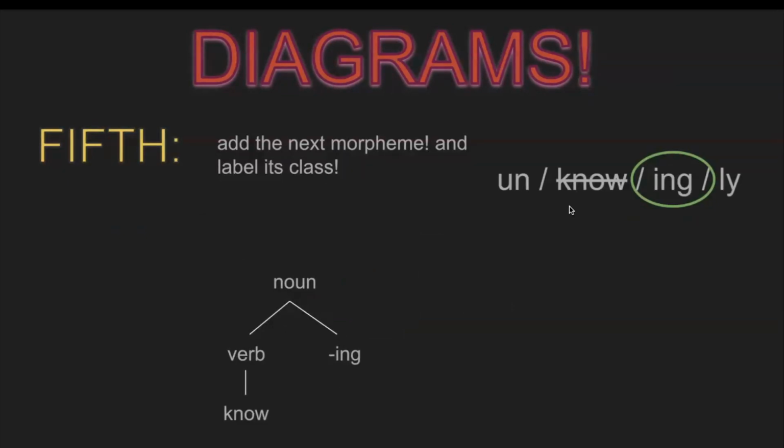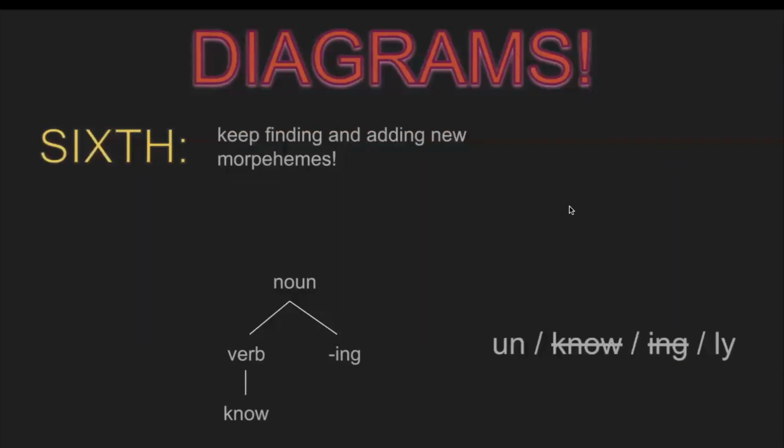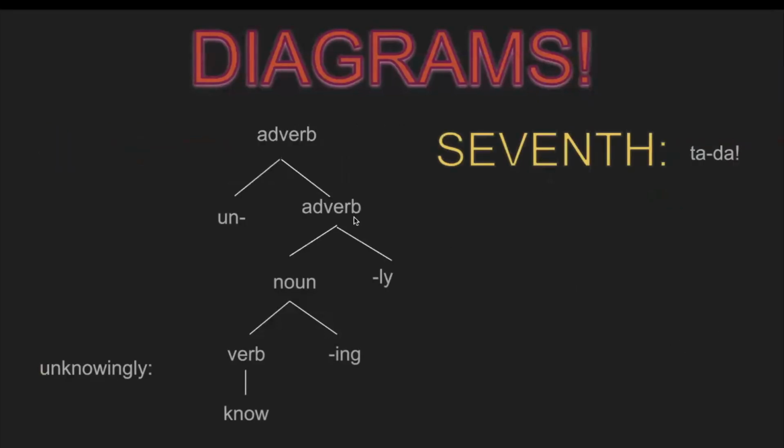Now, you continue those steps using the remaining morphemes. The next one you can add is ly, because whereas unknowing isn't really a thing, knowingly is an adverb. You keep doing that until you're done. Now you know all about morphology.